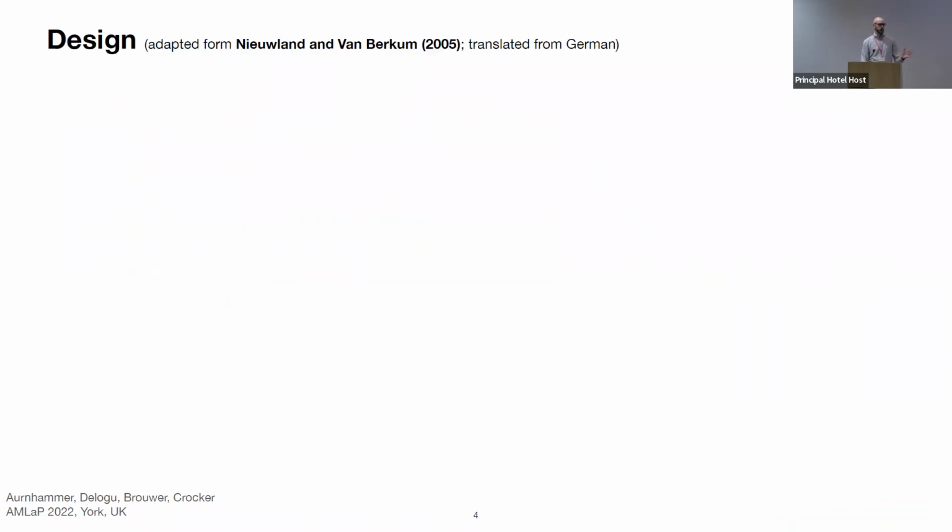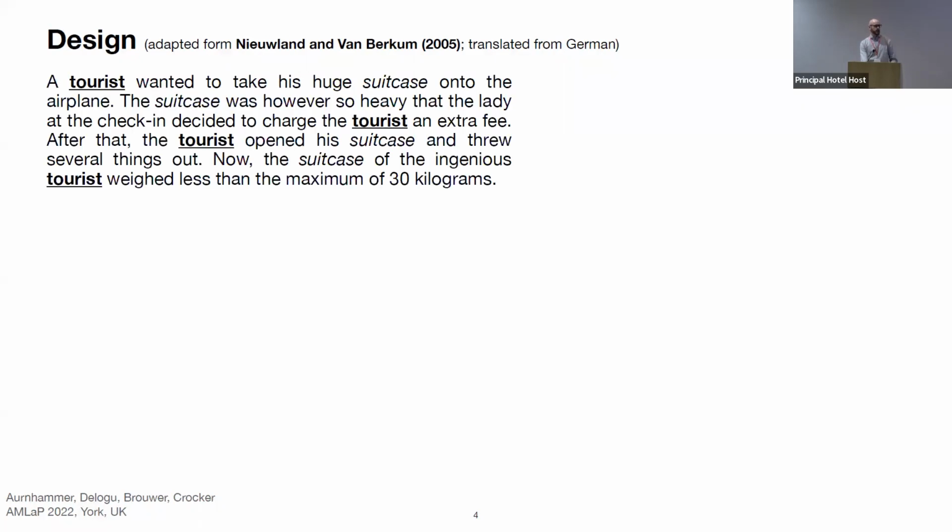And here we actually took strong inspiration, as you will see, from a very nice study by Nieuwland and van Berkum in 2005, where I'm showing a transliteration from German here. And in this design, you first get a context paragraph. And in the context paragraph, a story is being told and a discourse is being established. So the story is about a tourist who wanted to take a huge suitcase onto the airplane, and so on and so forth. And then you get 1 out of 3 continuations to that.